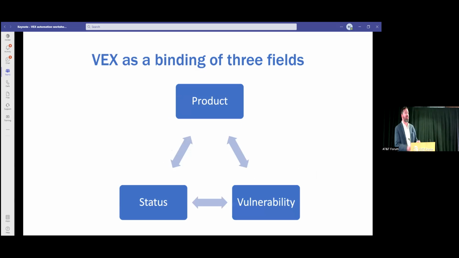So what is a VEX? It's the binding of three types of data. What's the product that we're talking about? What's the vulnerability that we're talking about? And then what's the status?